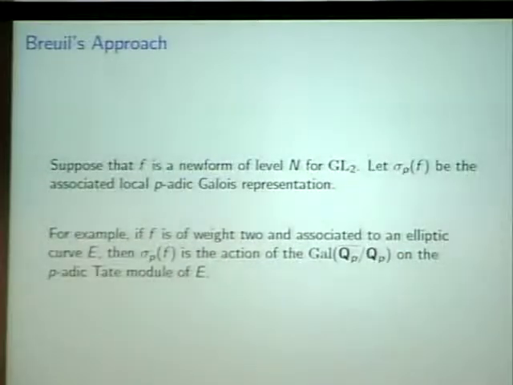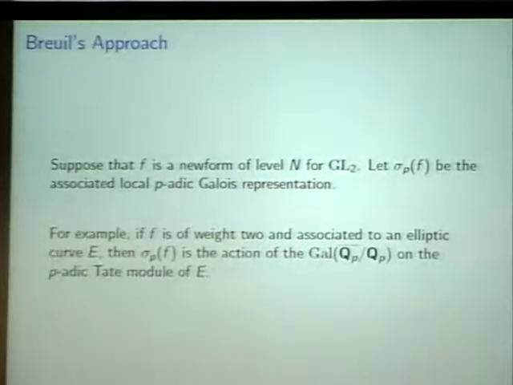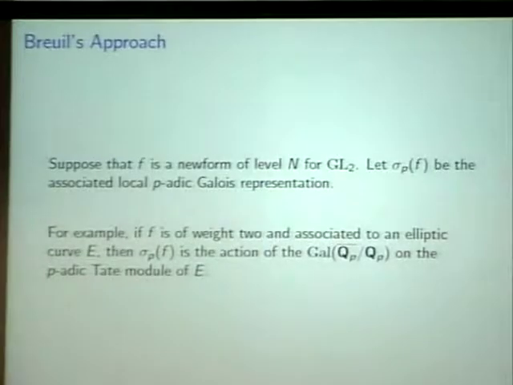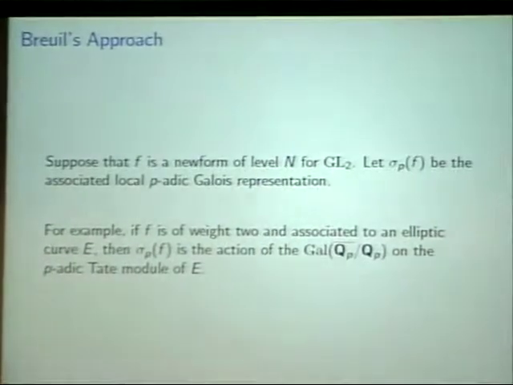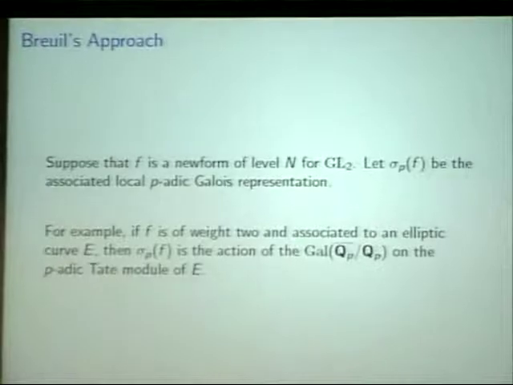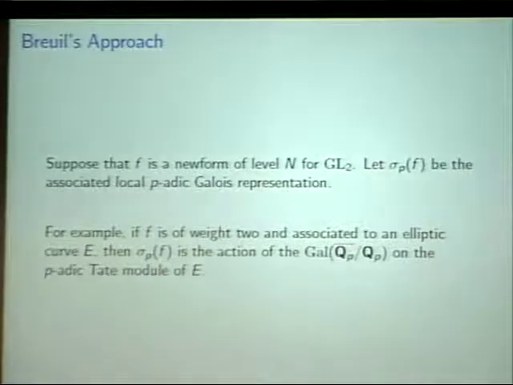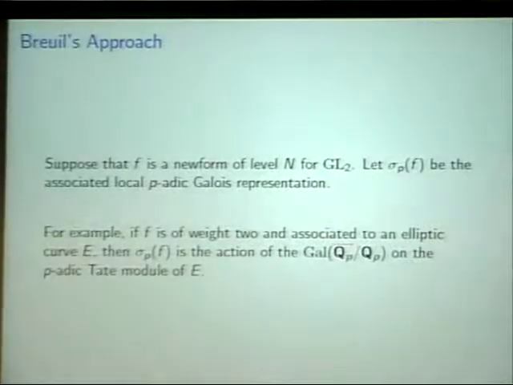So here's an example, and I think Breuil was probably the first person to put this together in a systematic way, relating both sides of this hypothetical correspondence between Galois representations and these continuous representations on the GL2 side. So here's a little bit of the flavor of what this correspondence would look like.